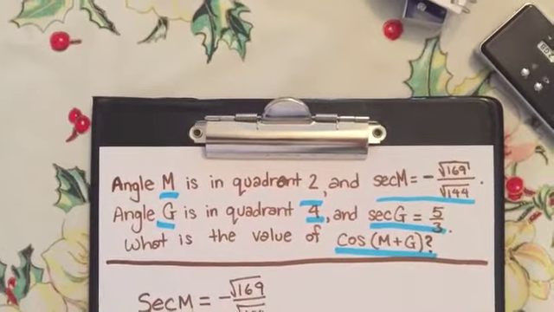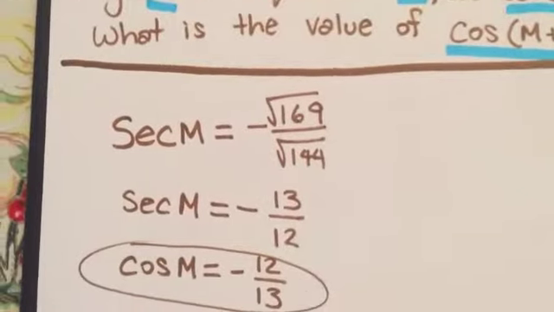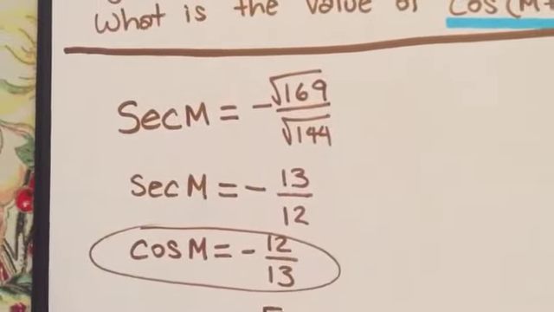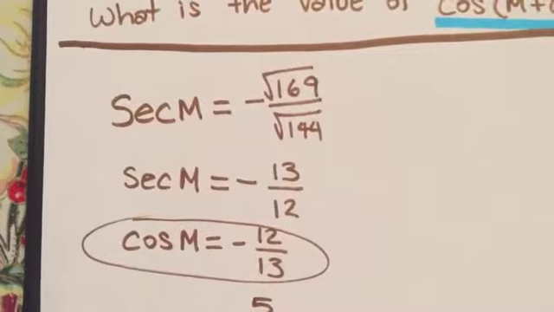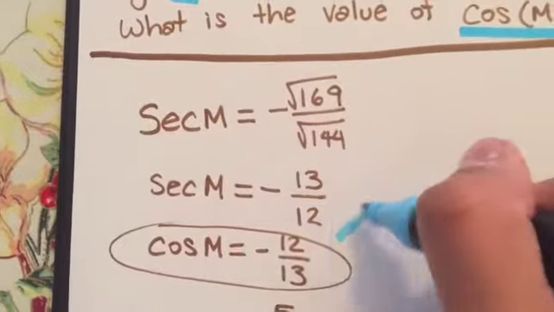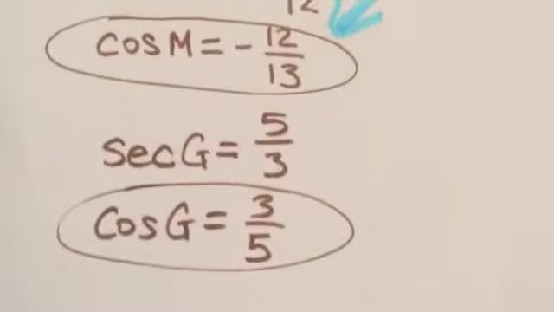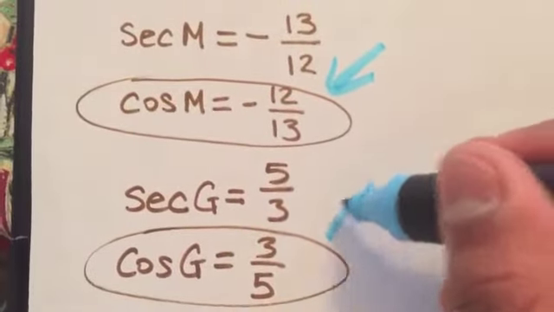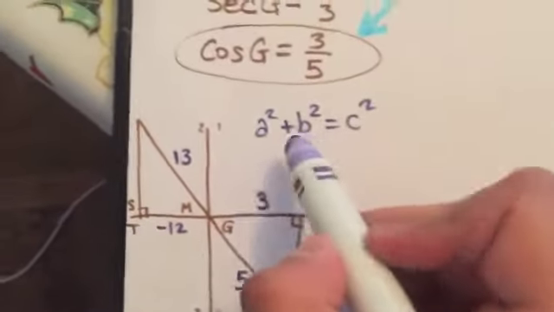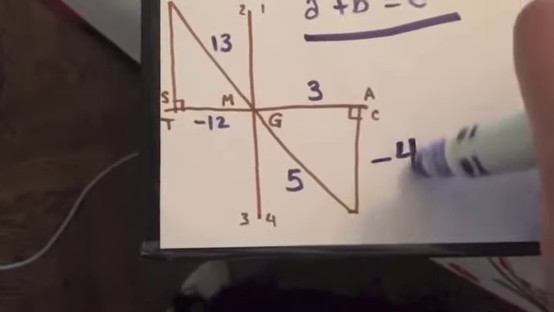Now we want to make these given values a little easier to deal with. Look at the first value given to us. Secant M equals root 169 over negative root 144. That's not very pretty, so let's see what we can do. Secant of M equals 13 over negative 12, and cos M equals negative 12 over 13. For our other given value, the secant of G equals 5 over 3, so if we flip that, cos G equals 3 over 5. The next thing to do is to draw the triangles on an axis. We can use Pythagorean theorem shown above to solve for the sides we haven't been given. Don't forget the negatives, they're important.